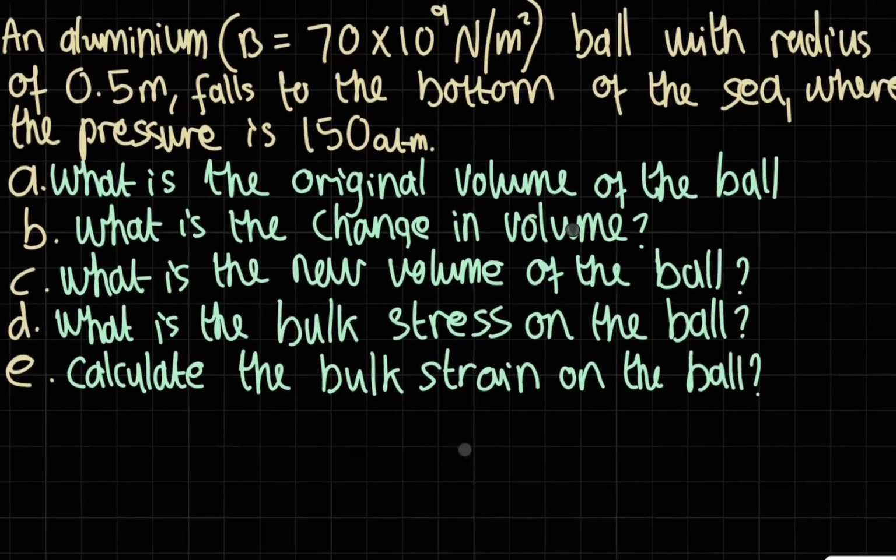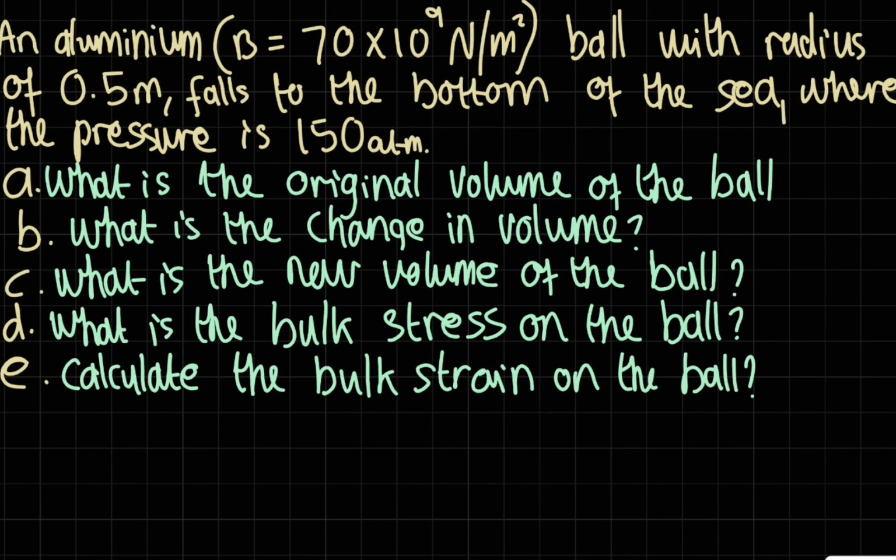So I'll read the first question. An aluminium ball, with B, I don't remember what that means, I think it's bulk modulus. So an aluminium ball with a bulk modulus of 70 times 10 to the 9 Newton meters squared, with a radius of 0.5 meters, falls to the bottom of the sea where the pressure is 150 atm, which is the atmospheric pressure. Part A is, what is the original volume of the ball?